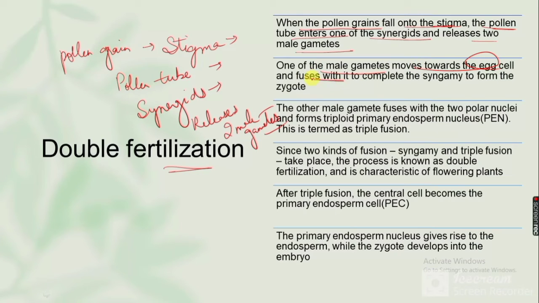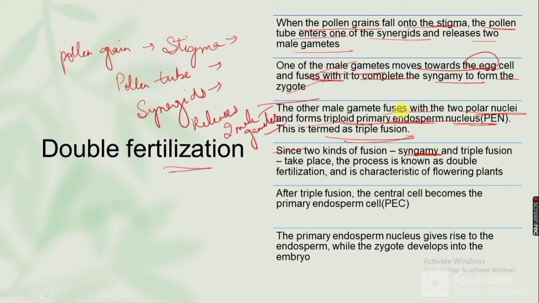One of the male gametes moves towards the egg cell and fuses with it to complete syngamy and form the zygote. The other male gamete fuses with the two polar nuclei and forms the triploid primary endosperm nucleus. One forms the zygote and the other forms the triploid primary endosperm nucleus. This is known as triple fusion.